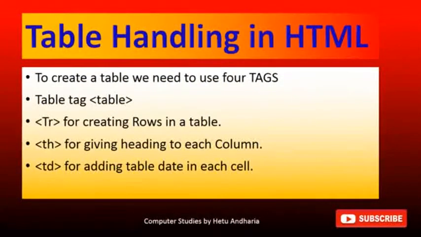To create a table, we need to use 4 tags. The first tag is the table tag, to describe the table; that is the first and foremost tag. All the other tags are to be written between table and /table. Another tag to create rows is tr. Then th is used for giving the column heading, and td is for displaying the table data.